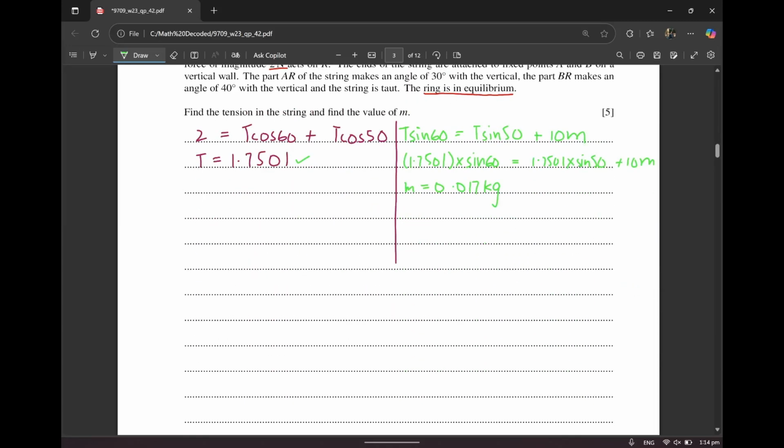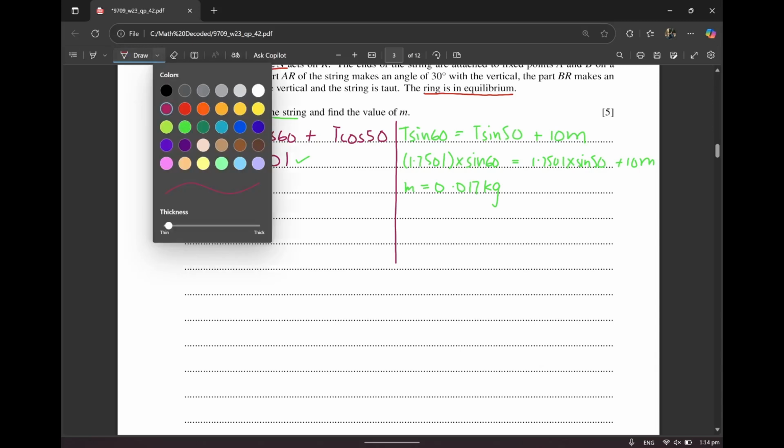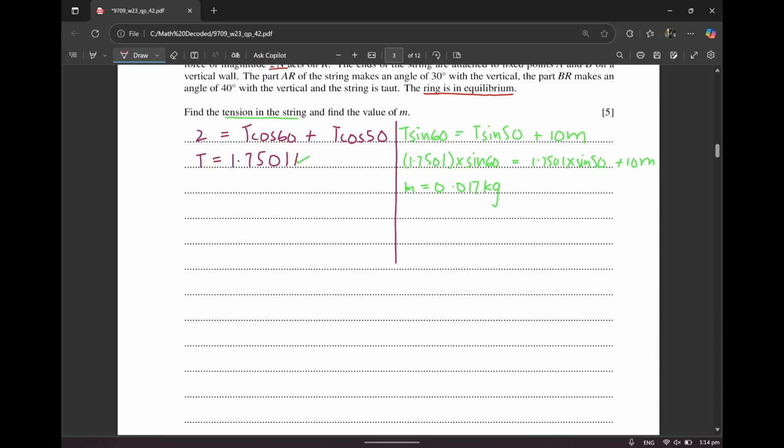Also, one more thing before I move forward. Whenever it says find the tension in the string, it means that you are going to write down the unit with it. That is newtons. But when it says find the value of m, you are not going to write the unit with it. I'm not going to write kg over here. It should just be 0.07 because they're telling you to find the value. If they said find the mass, then you're going to write down kg with it. But when it says value, you are not going to write down the unit with it.